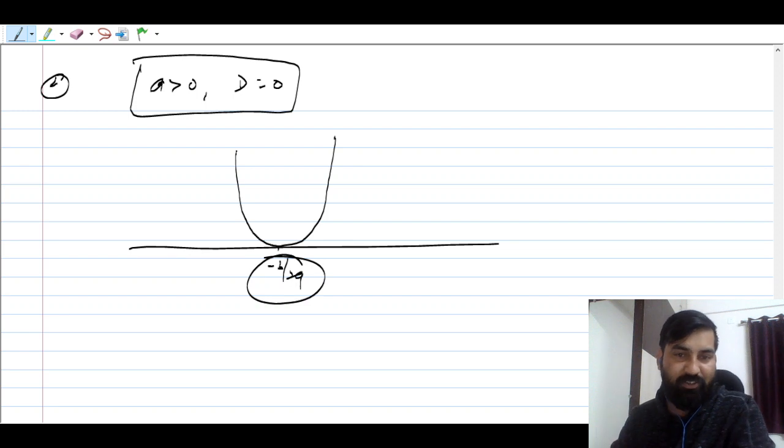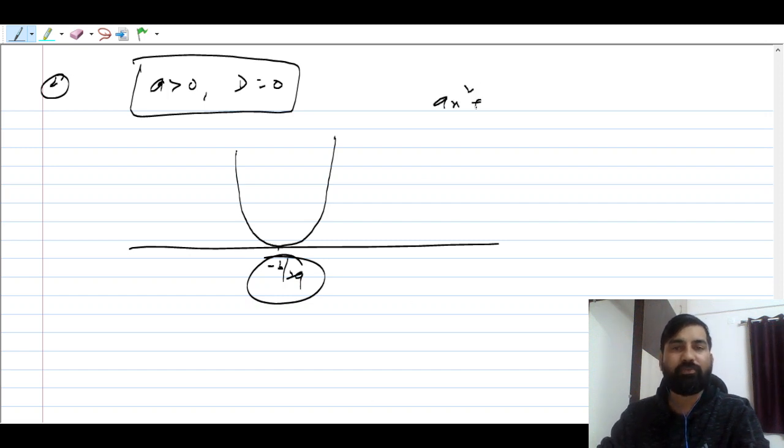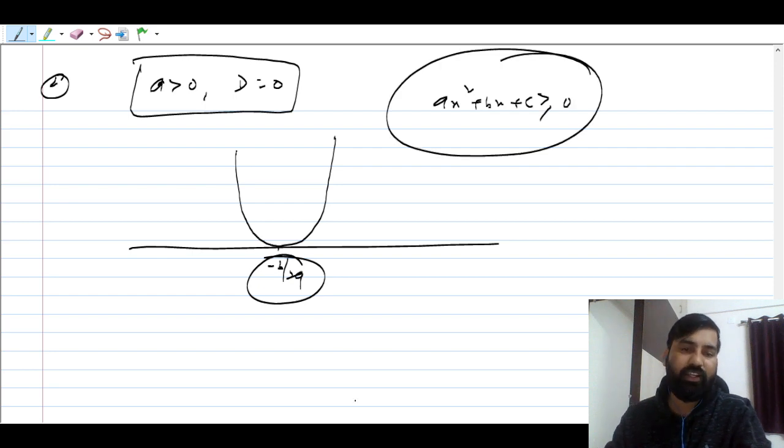So here your quadratic expression is non-negative, right? It can be 0 as well as positive, so what you will write here is ax square plus bx plus c can be greater than or equal to 0. So here a slack inequality comes in, slack.